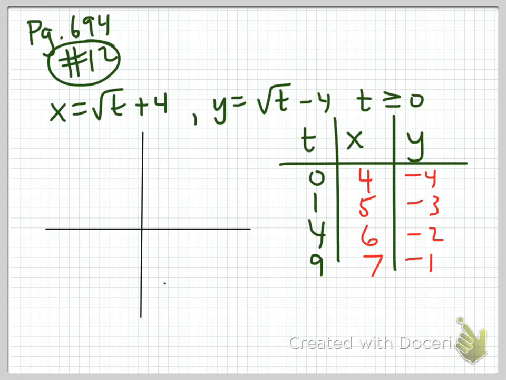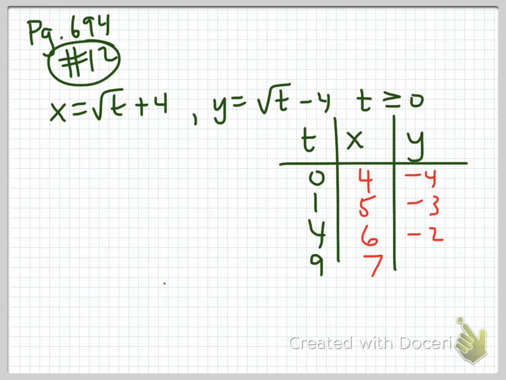I don't have to get too crazy about this, but again, t is greater than or equal to 0, so this is going to keep going on forever. 4, negative 4 is right around there somewhere. 5, negative 3, right around there. Hopefully you can see that this is linear. 6, negative 2, where is that? That doesn't look very linear, does it? Maybe I should do a better job at this.